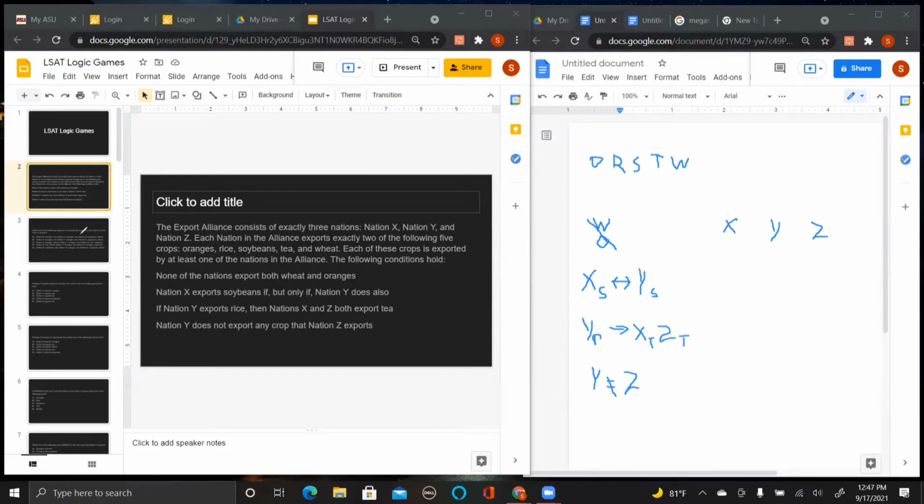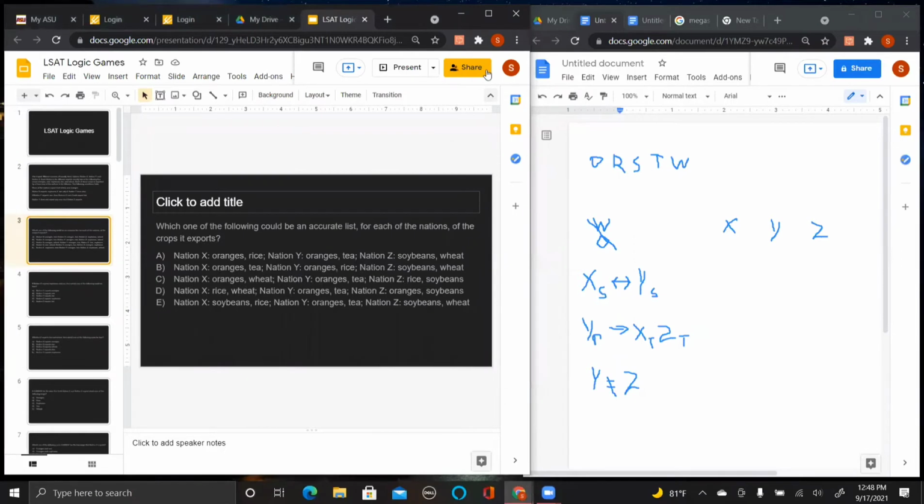So start with question 1. X out of the drawing thingy. Which one of the following could be an accurate list for each of the nations of the crops it exports? Do you remember what I said with this? These questions are easy because pretty much one option will break one of the rules. Let's see what breaks the first rule. W and O cannot be together. Do any of these have W and O together?